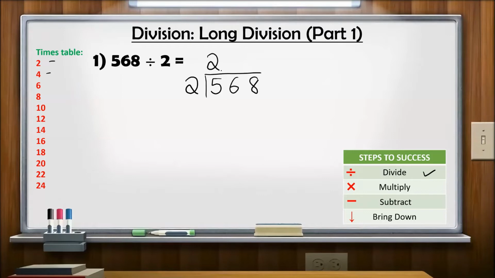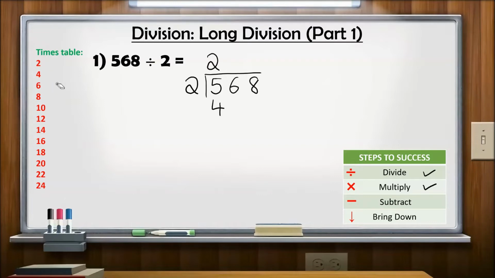Moving on to my next step to success, which is multiply. I'm going to multiply my answer of 2 with my divisor, which is also the number 2. So I'm going to multiply 2 times 2, and that gives me 4. Now I'm going to place my number 4 underneath my first digit of 5 like this.